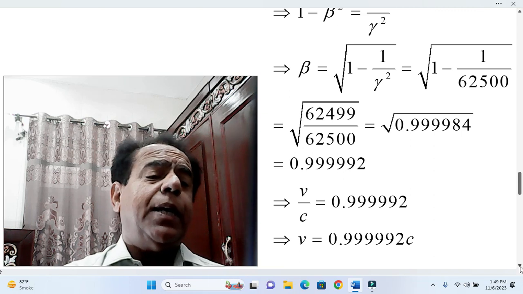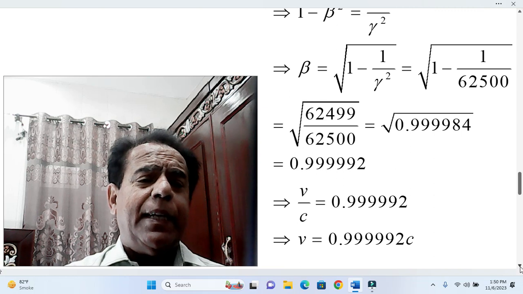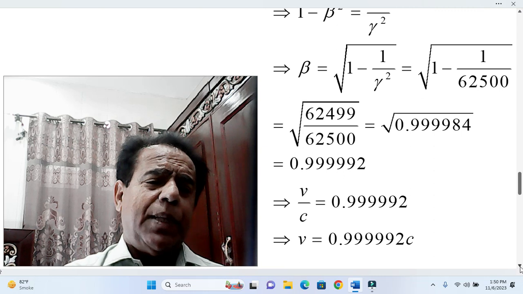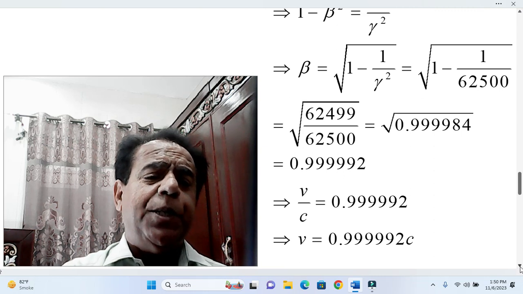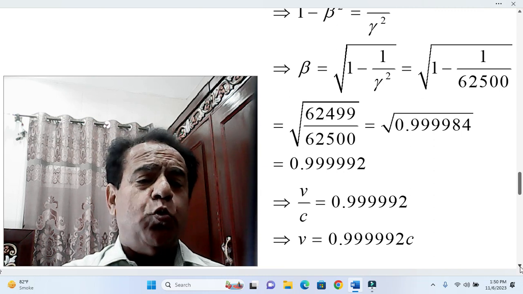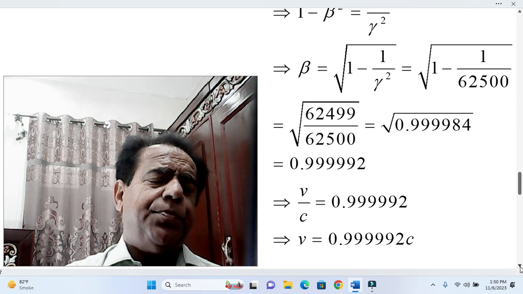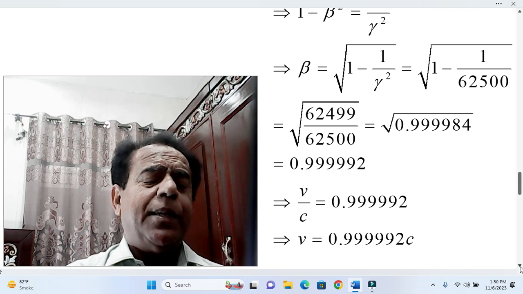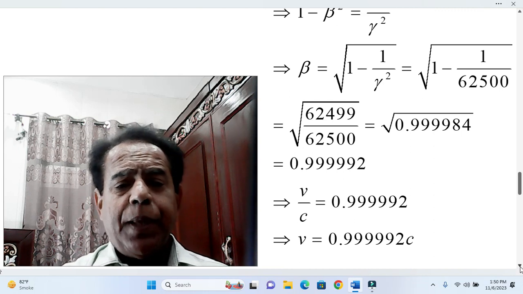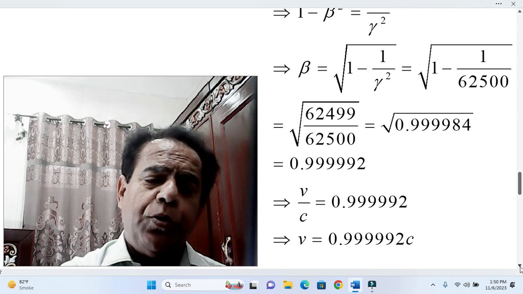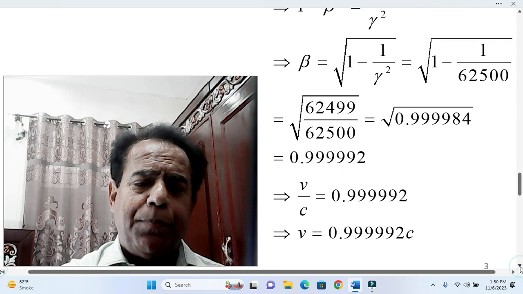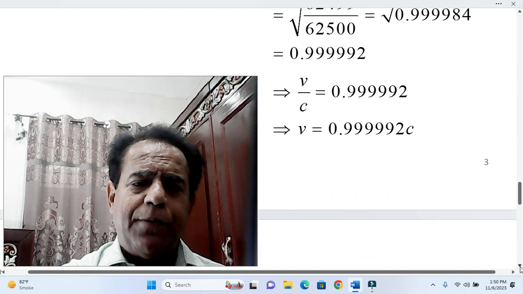We know that beta is just a simplicity of expressing v over c, the speed parameter. So here, once again in place of beta we have used its original shape, that is v over c. v over c becomes equal to this, and hence v will become equal to 0.999992 c. That is to say, c will be multiplied with 0.99999 into 2, that is five 9s and then 2.